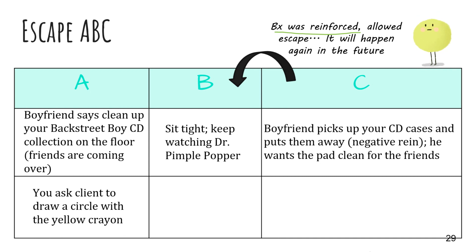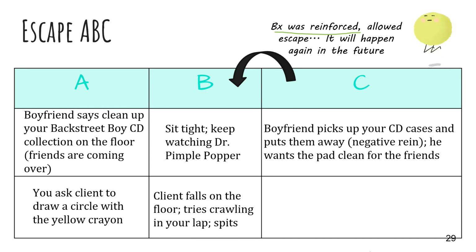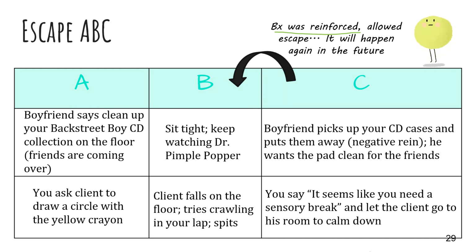Another example, you ask a client to draw a circle with a yellow crayon, and your client falls on the floor and cries, crawls on your lap, spits on you, and you say, oh, it seems like you need a sensory break. It seems like you need to calm down. Let's take a little break. Go calm down in your room. Again, the behavior of falling on the floor allowed escape, and because that behavior was reinforced, we can say that it will probably happen again in the future. So that's how you would look at an ABC chart to determine that that consequence of getting escape is reinforcing those behaviors.